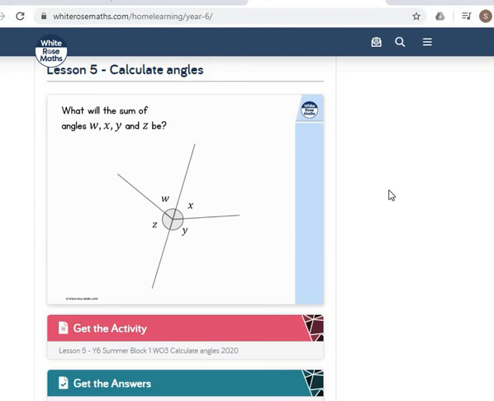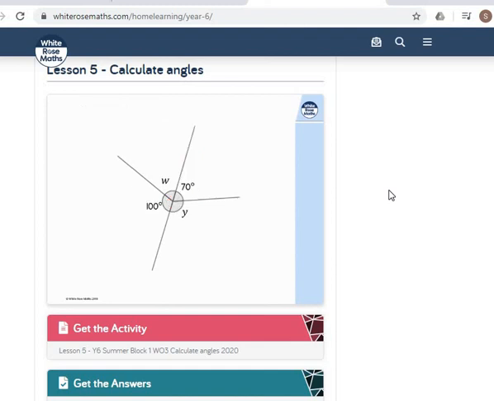Now then, what would the sum of angles W, X, Y and Z be? If we visualise the full turn, where would the point be? We've done a full turn there, around a point. So then, W, X, Y and Z must equal 360 degrees. I've done a full turn. And this was the point.